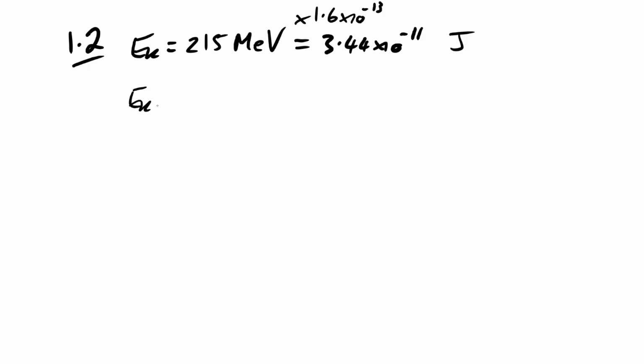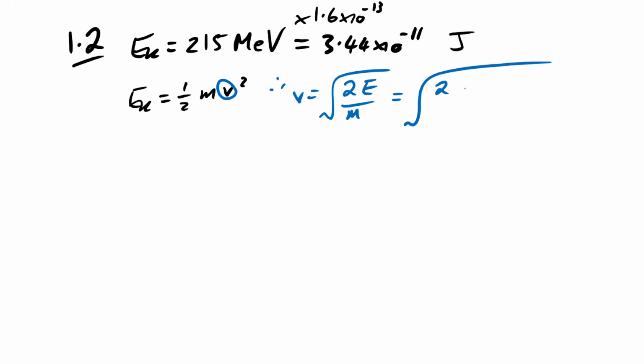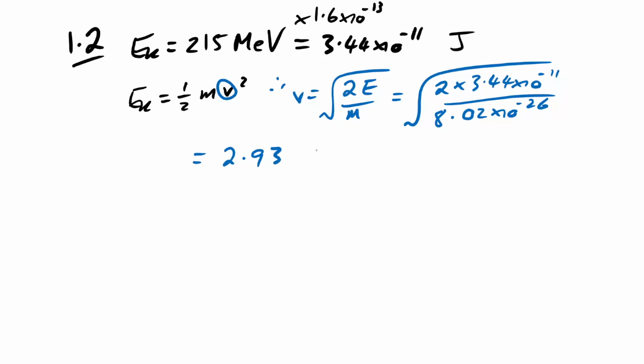We know kinetic energy is equal to half mv squared. We're looking for v, so rearranging, v is equal to the square root of 2 lots of the energy, I've just dropped the K, divided by mass. So that is the square root of 2 times our 3.44 times 10 to the minus 11, divided by the mass, which was from earlier 8.02 times 10 to the minus 26, and that gives us 2.9. No, I guess we should go to 3 significant figures, shouldn't we? Because all our data is, 2.93 times 10 to the 7 meters per second, so roughly a tenth of the speed of light.